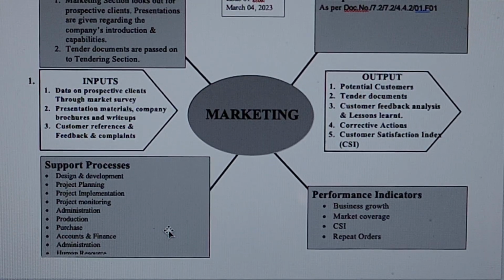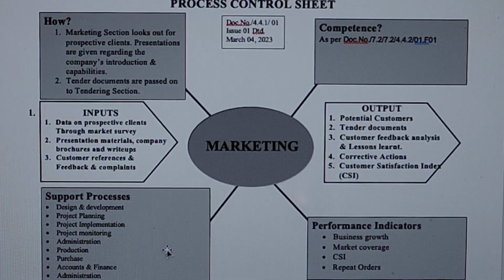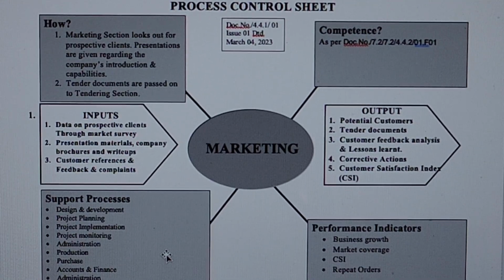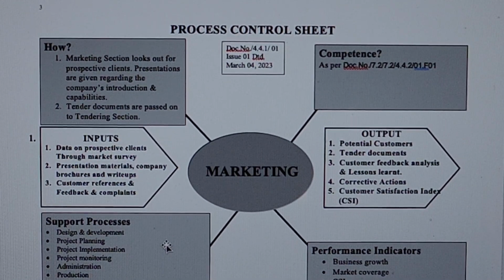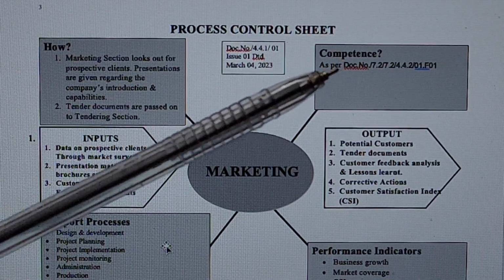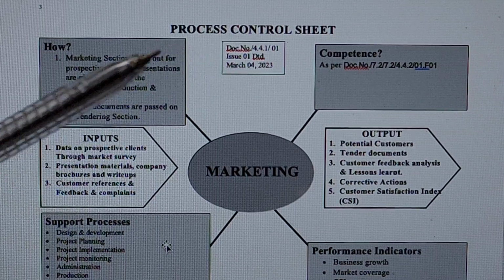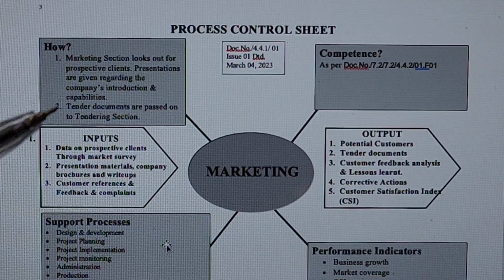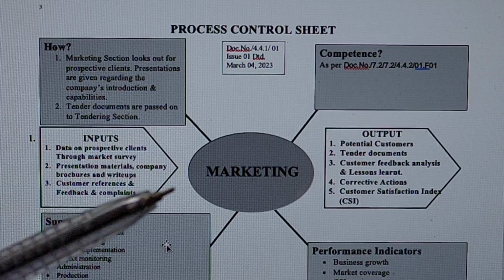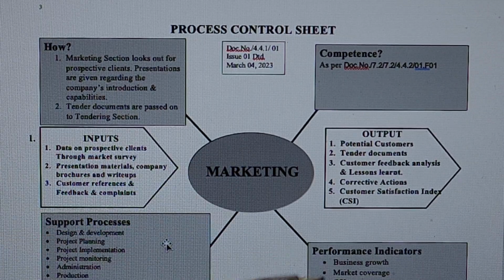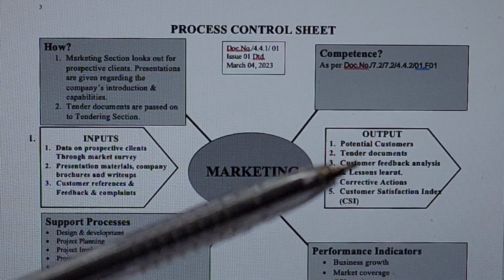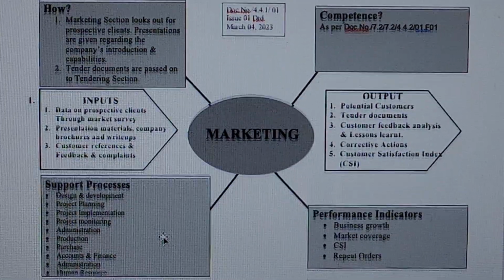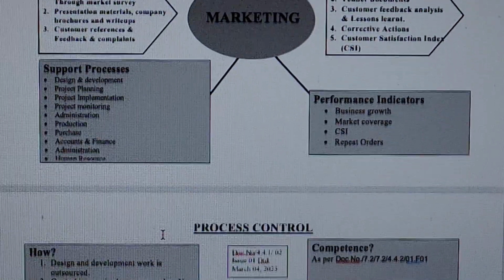So this is the sheet which describes the process completely. We are describing here who is capable of carrying out this process. The name of the process is in the center, and who is competent to carry out this process is described here. The document number is here, and how we carry out the process is here. Inputs to the process, and the process name is here, and the performance indicators of the process are indicated here. The output is here. So this is how the sheets are prepared, and now we go to the next sheet.